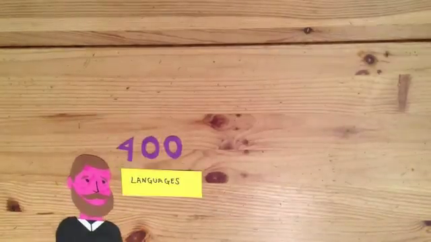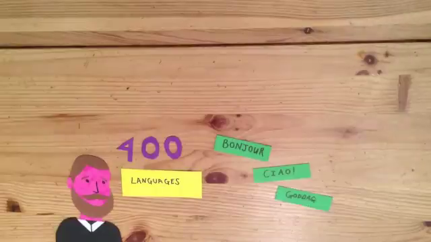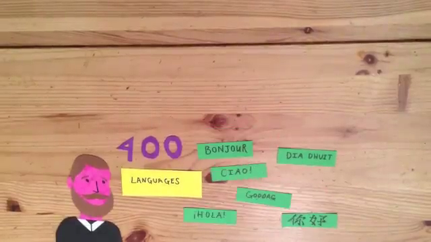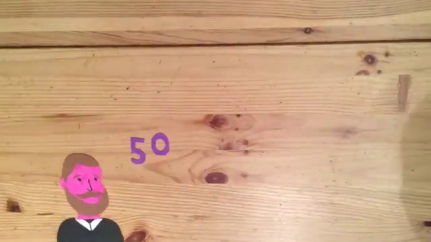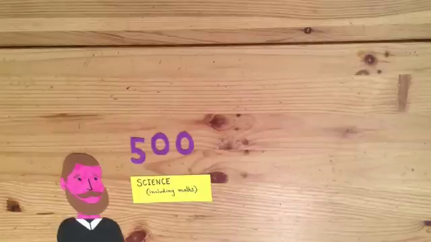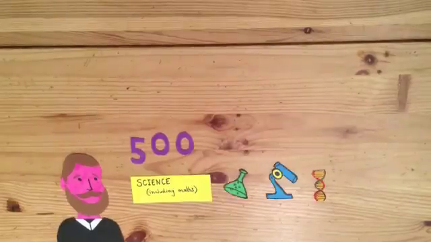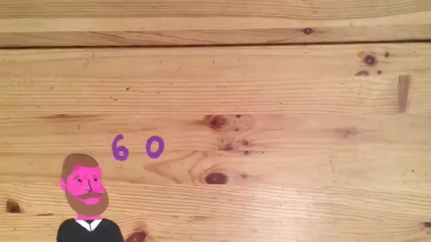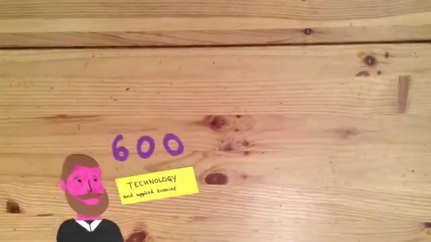Next, we have the 400s, which is where languages books are kept. We then have the 500s, which is where all books about science and maths are kept. The next is 600s, which is technology and applied sciences.